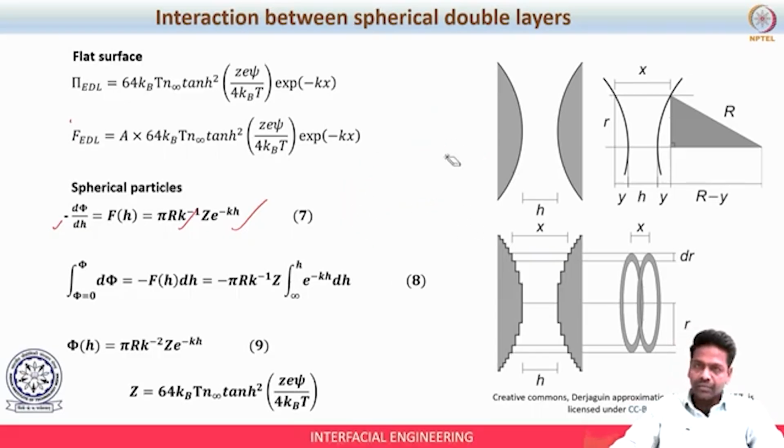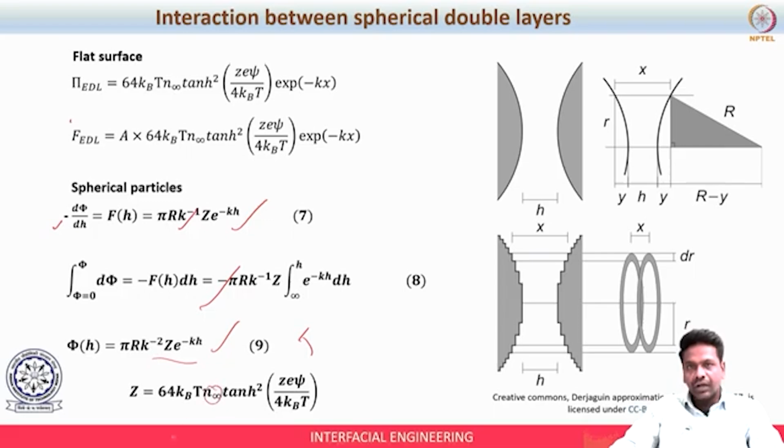So, minus d pi by dh, and if you integrate this, you will get finally this equation, that is pi r k power minus 2, which you can also keep in the denominator as k square. Remember, the unit of this equation is now in terms of joule. You can check that the unit of z is nothing but kb, which is joule per Kelvin, temperature is Kelvin, and you will get joule.